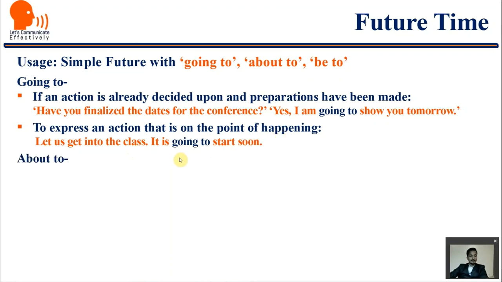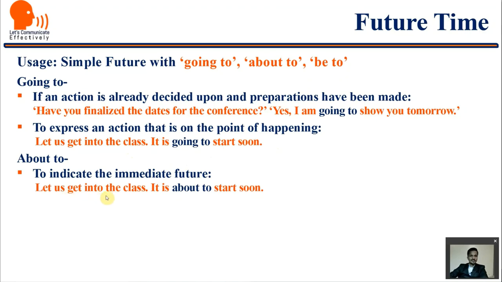Next is again about to indicate the immediate future. Right, look at this example now. Let us get into the class. It is about to start soon. What is the difference here? Going to start soon and about to start soon. Here we are using going to, and let us get into the class. It is going to start soon. Maybe 5-10 minutes are there.